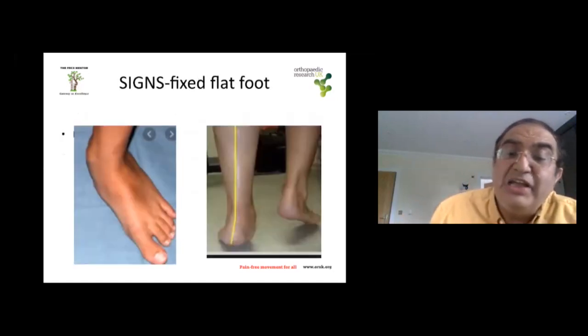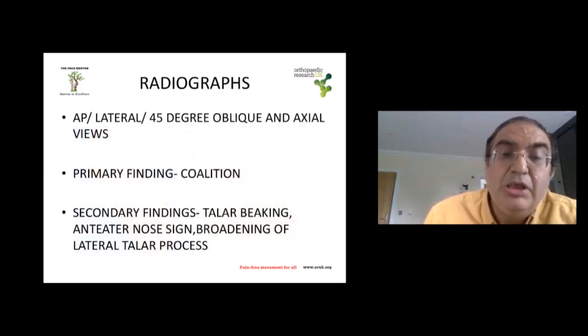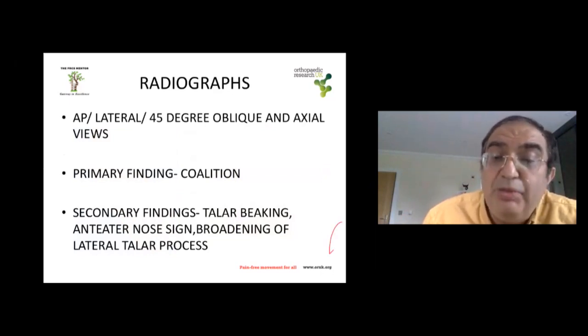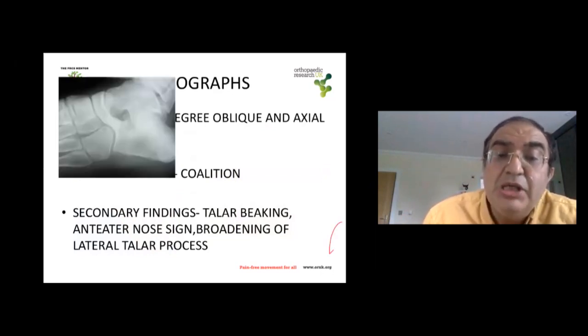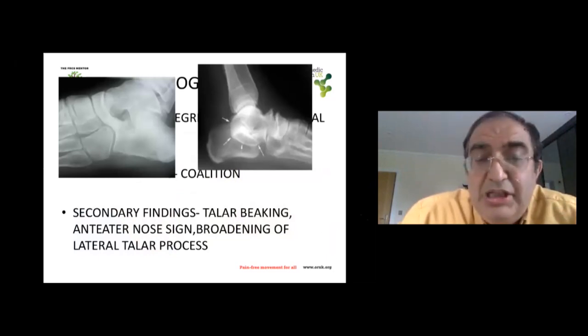And of course, the sign is a fixed flat foot. So when you ask him to go up on the toes, the heel valgus will not correct. So radiographs we already described, but the important thing is to remember the 45-degree oblique views and the axial views. The 45-degree oblique view shows the calcaneonavicular coalition best. And of course, the talocalcaneal coalition is seen in the lateral view.